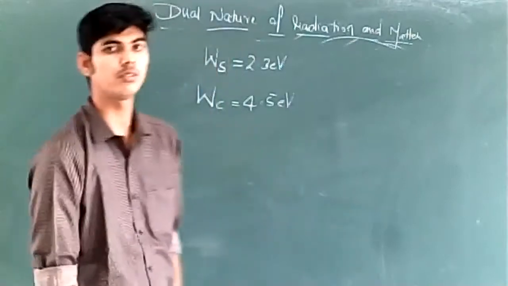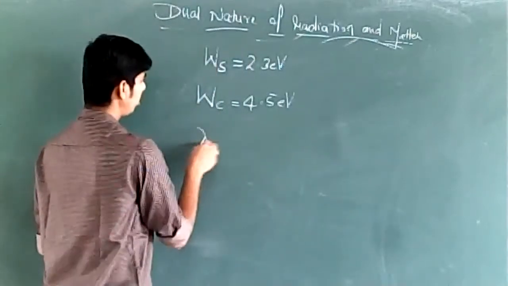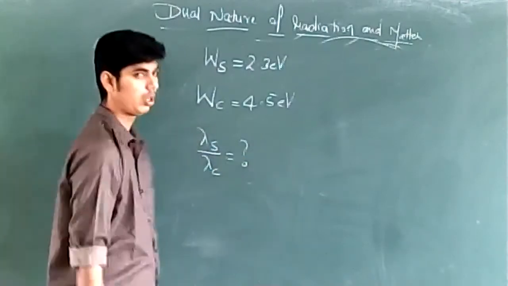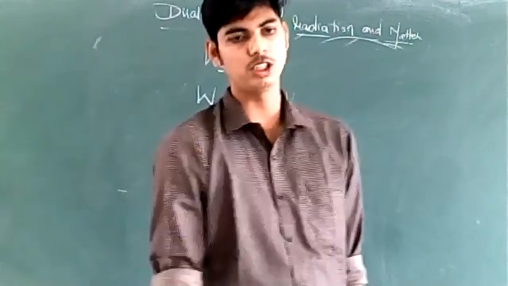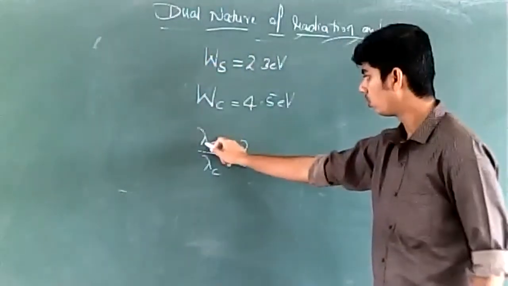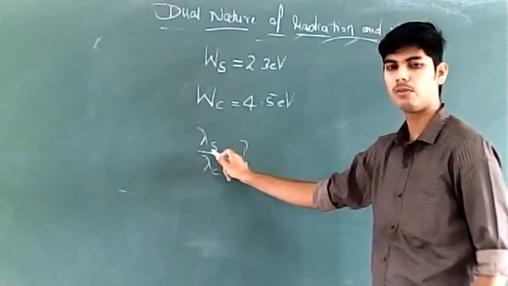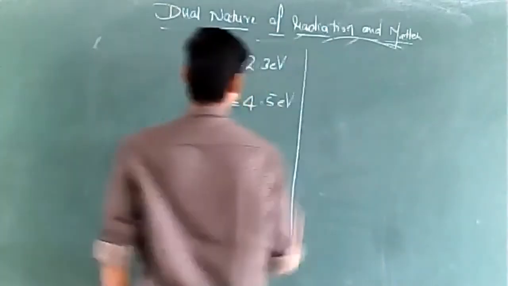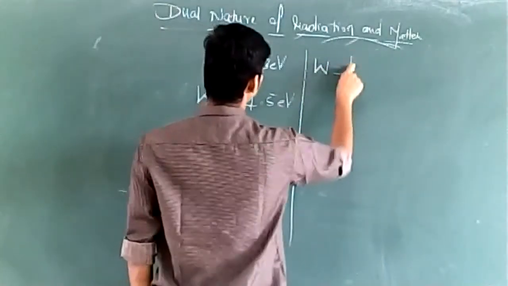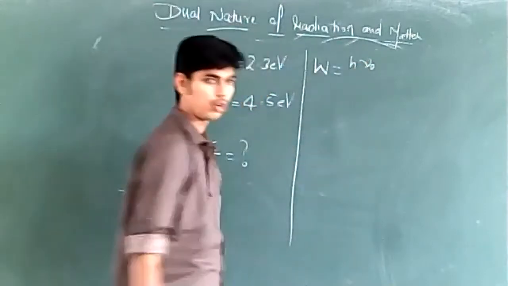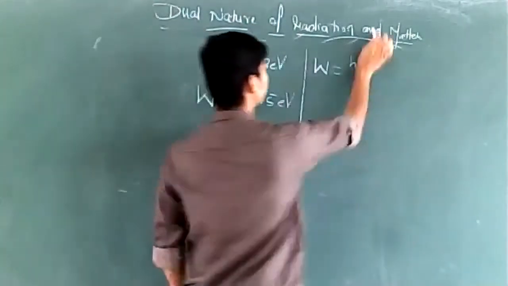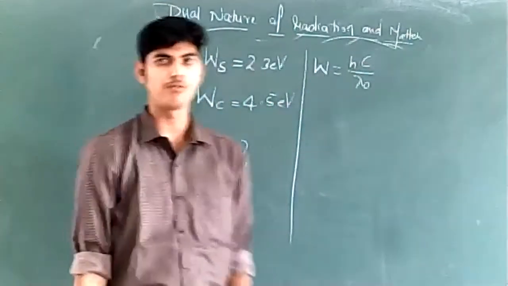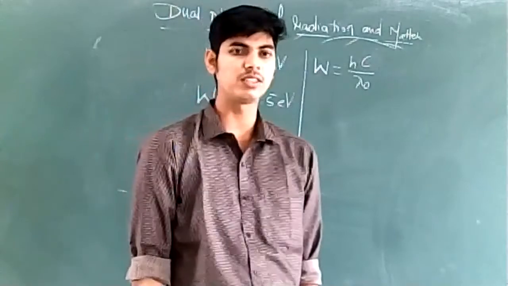You need to calculate lambda s divided by lambda c, the threshold wavelength of sodium to the threshold wavelength of copper. We know that work function can be written as h nu naught. In terms of wavelength, work function can be written as hc by lambda naught.